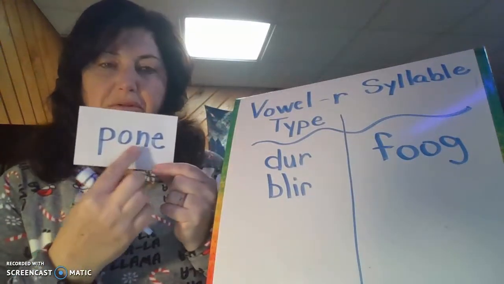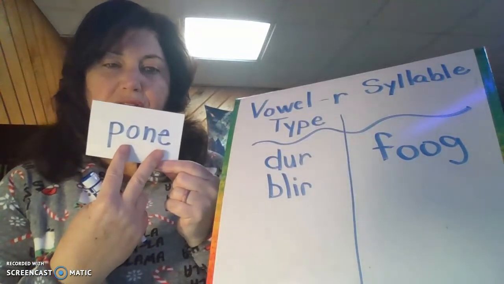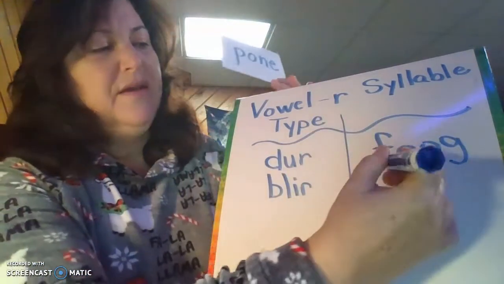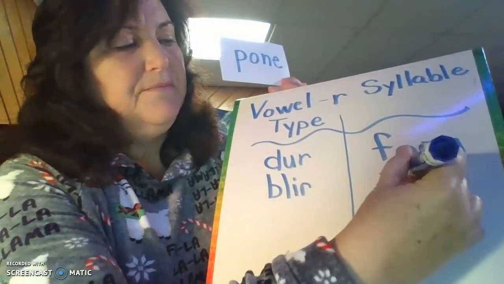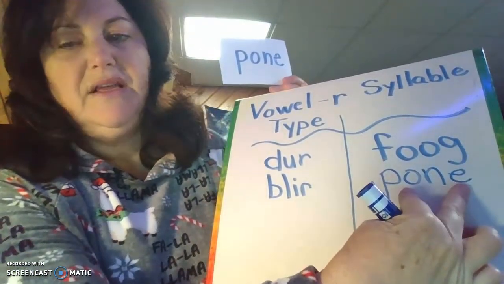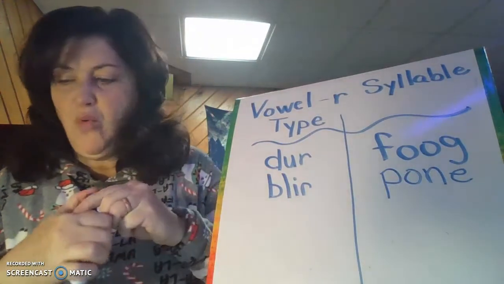Okay, find my vowels. And you're saying, I know you are, oh, silent E syllable. This is not a vowel R. It's going to go on this side. Silent E syllable, pone. Rhymes with phone, pone.